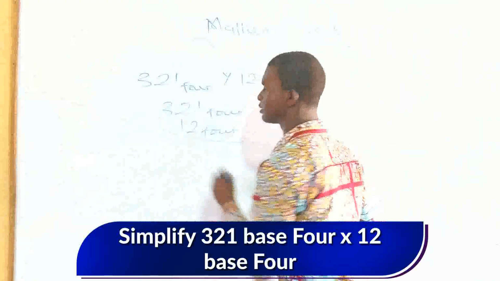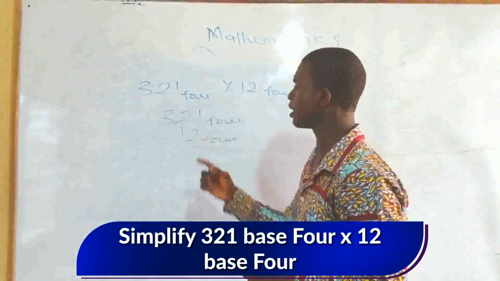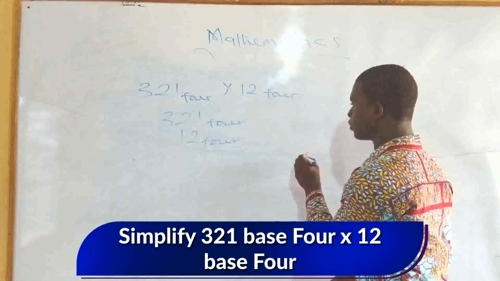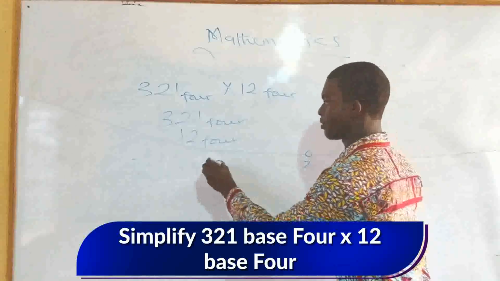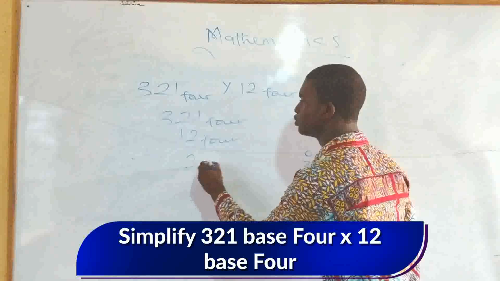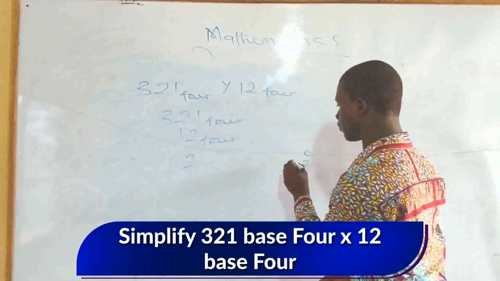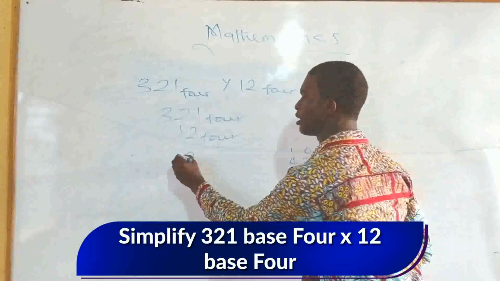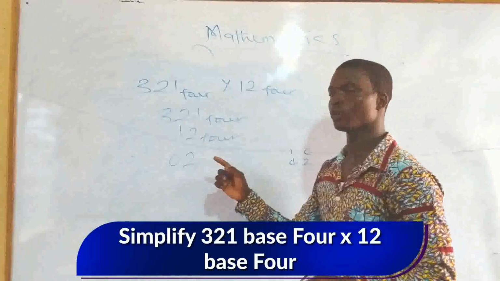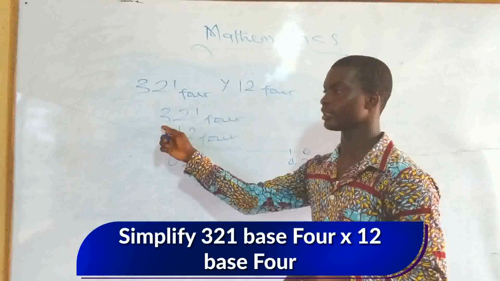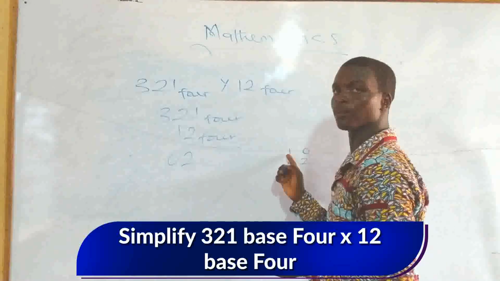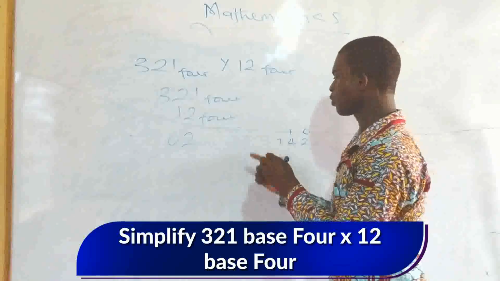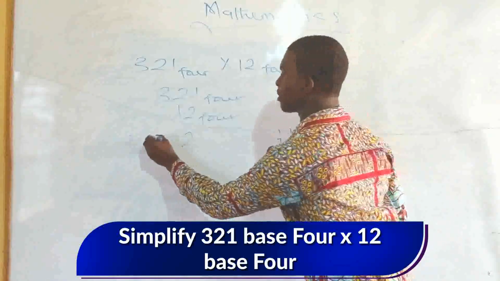Looking at it, 2 multiplied by 1 gives you 2. And with that 2, 4 goes into it 0, giving you a remainder of 2. 2 multiplied by 2 gives you 4. 4 goes into it 1, giving you a remainder of 0. 2 multiplied by 3 gives you 6, plus 1 gives you 7. And so with that 7, 4 goes into it 1, giving you a remainder of 3.